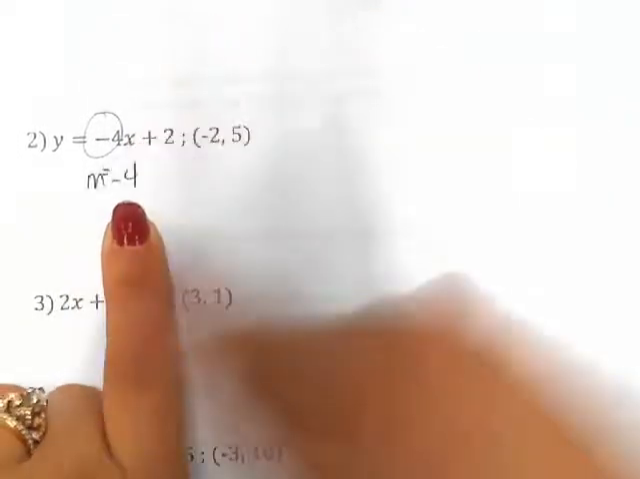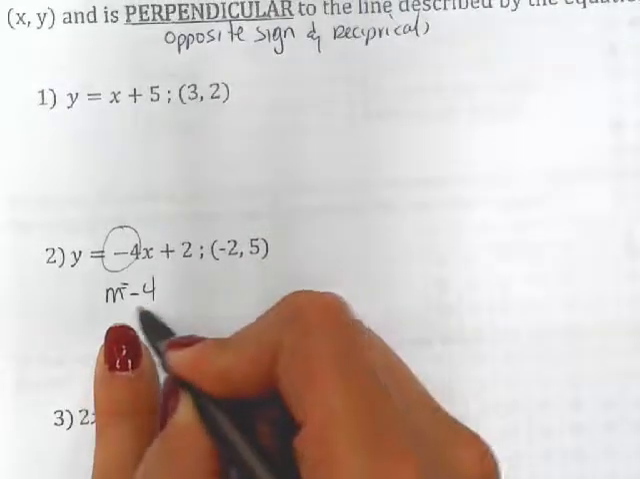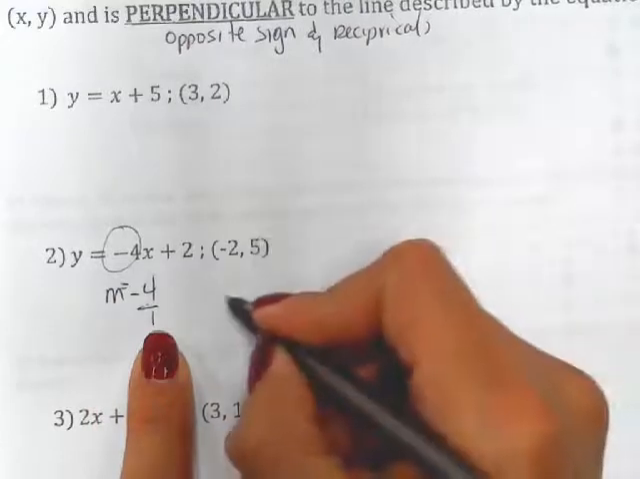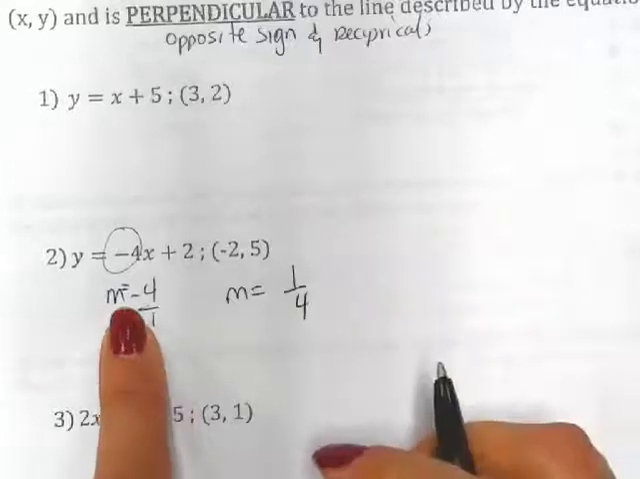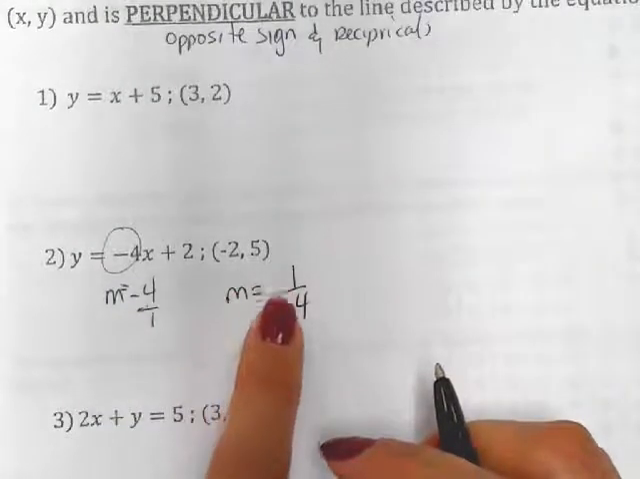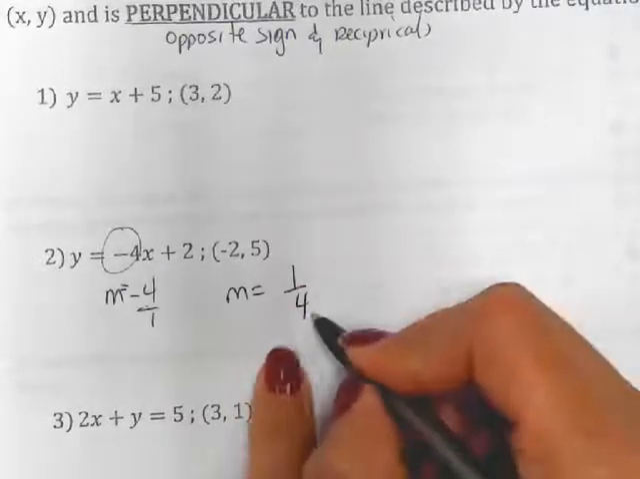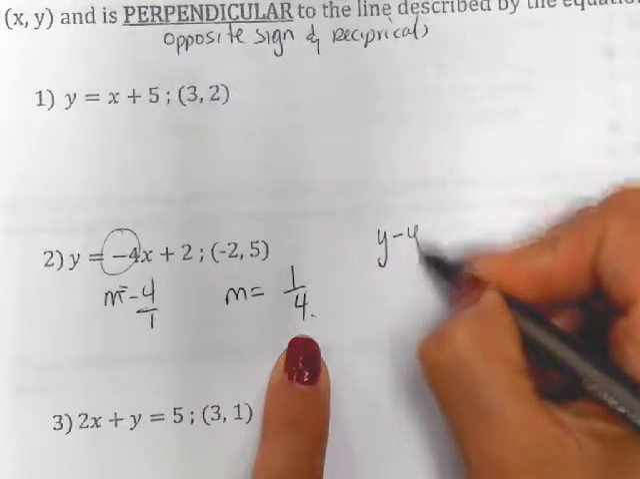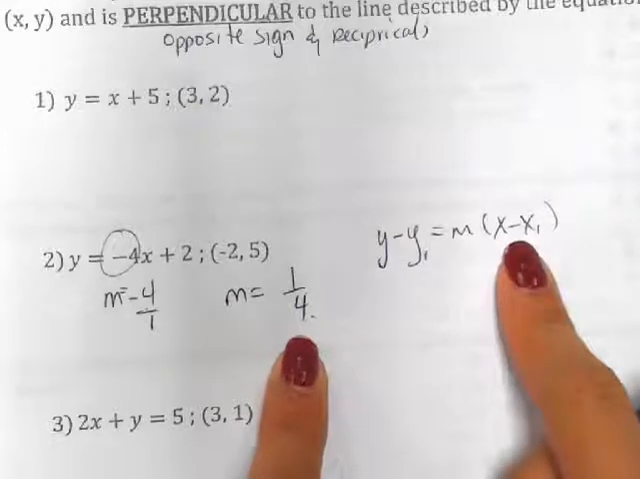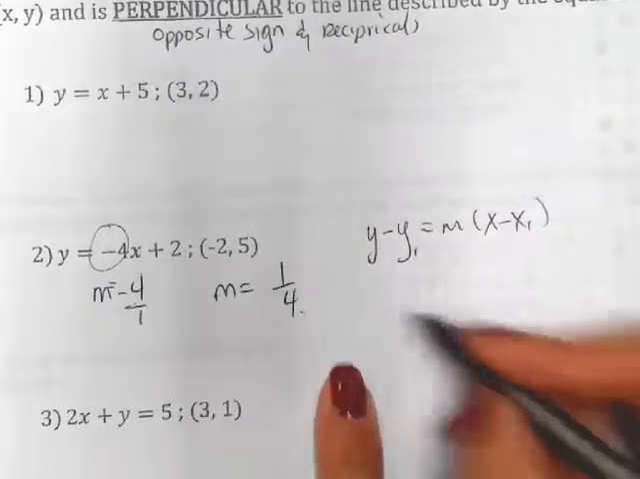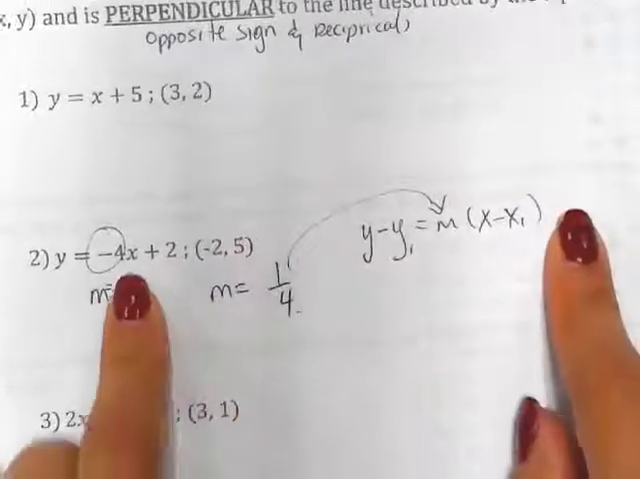So we know that they have to be opposite sign and reciprocals. Well, when it's a whole number, remember there's a 1 underneath, so the reciprocal of 4 over 1 is 1 over 4. And this is a negative 4, so the opposite sign is going to be a positive. I can put a positive sign or just leave it like that. This is my new slope. So when I use y minus y1 equals m(x minus x1), when I use the point slope form, I'm going to substitute a 1/4. Some of you guys got this whole thing wrong because you were using the same slope.